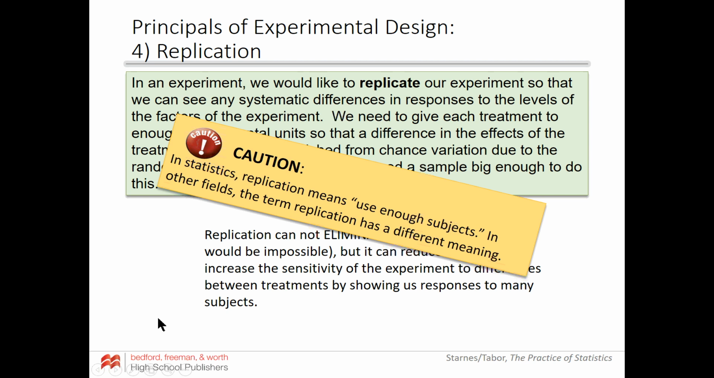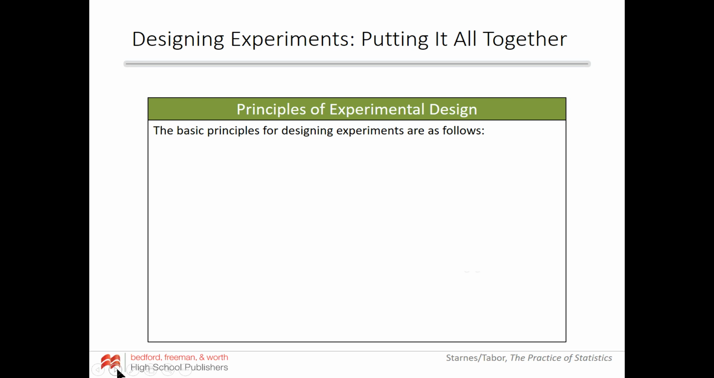So we kind of just talked about this. Replication just means use enough subjects or use enough experimental units. All right, so again, just to recap these 4 principles of experimental design, you might be given a situation, an experiment, and the question might be, how does this experiment follow the 4 principles of experimental design, or do they follow the 4 principles?